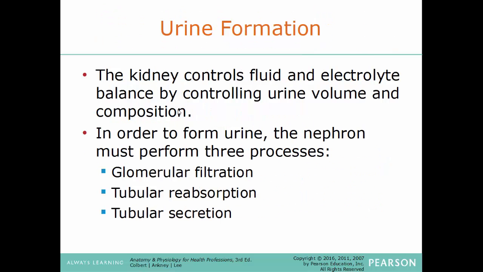All right, now we'll go into more detail about the actual formation of urine. The kidney controls fluid and electrolyte balance by controlling the urine volume and its composition. In order to form urine, the nephron must go through three processes. We mentioned these before: glomerular filtration, tubular reabsorption, and tubular secretion. We've already talked about this first step, where you get material filtered in the glomerulus. These next two steps are what people always get confused on and always get backwards, because the names give you the impression that the opposite is what's happening. And we'll go over why that is when we get to them in more detail.